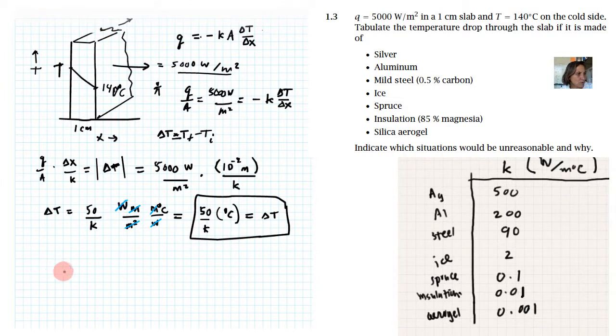So now we've got this range of delta T's, and let's just start with one. We know that delta T for silver is equal to 50 over 500 degrees C, which is equal to 1/10 of a degree C. We can go through each one of these and do the computation. I'm going to be like Julia Child and do this offline and then show you.